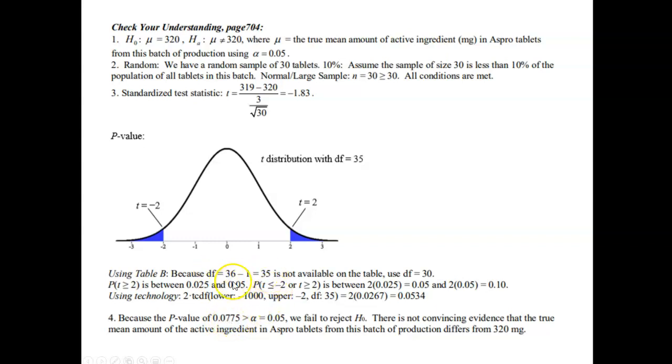Okay, so something happened here. This is just them using table B and being weird about it with the wrong problem, I think. So this part 4 is correct. That is the p-value I got using technology. But anyways, the point is, if your p is greater than your alpha, you fail to reject the null hypothesis. We do not have convincing evidence that the true mean of the active ingredient in this batch is different than the expected mean of 320 milligrams.